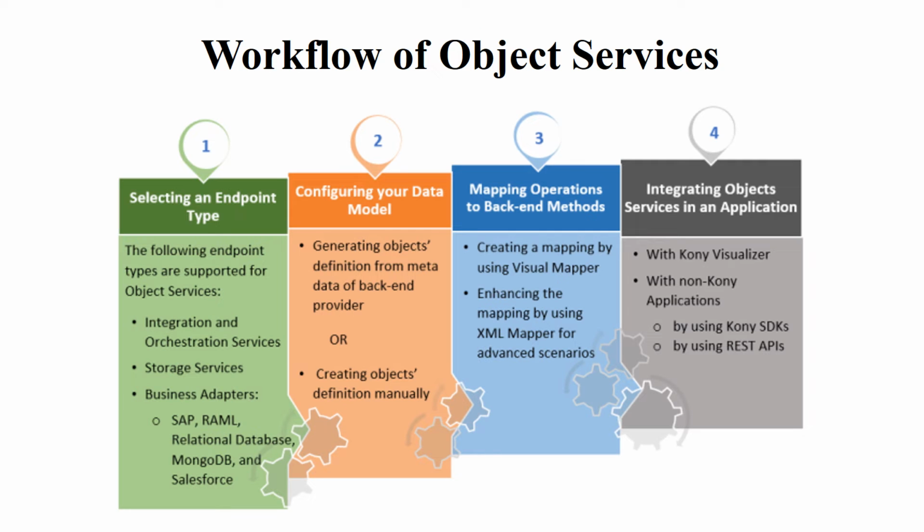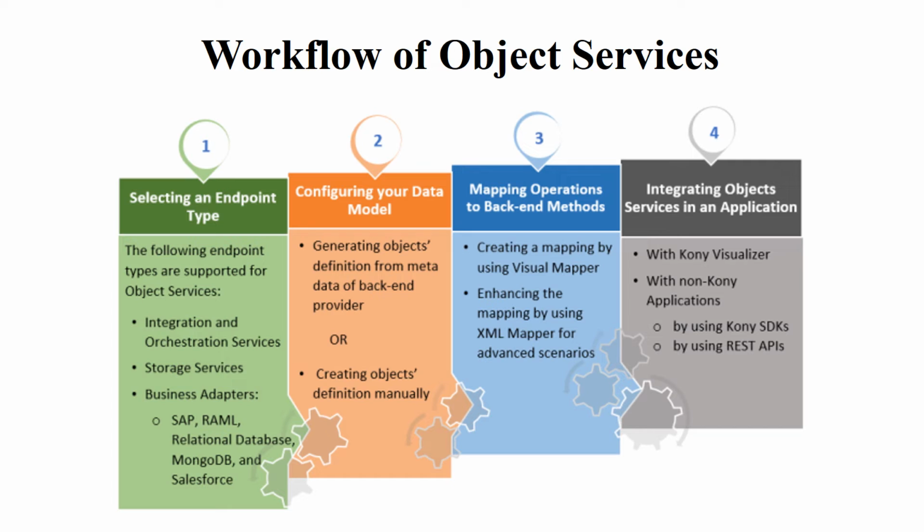So if we talk about the workflow of the object services, there are four steps. The first one is selecting an endpoint type. Second one is configuring your data model. Third one is mapping operations to backend methods. And the fourth one is integrating object services in an application.